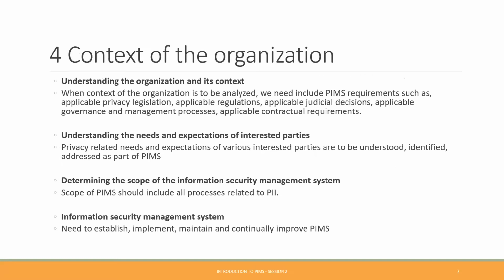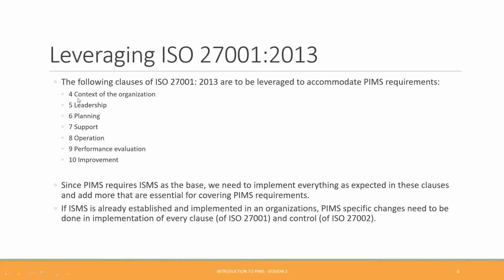Now, how we do that: as I said, there are 7 classes. We are going to see in each class, if ISMS is already implemented in an organization and the top management now decides that we have to go for implementing 27701, what changes do I need to make when I want to accommodate this 27701, or PIMS? What is the approach I have to follow? That's what we are going to see here.